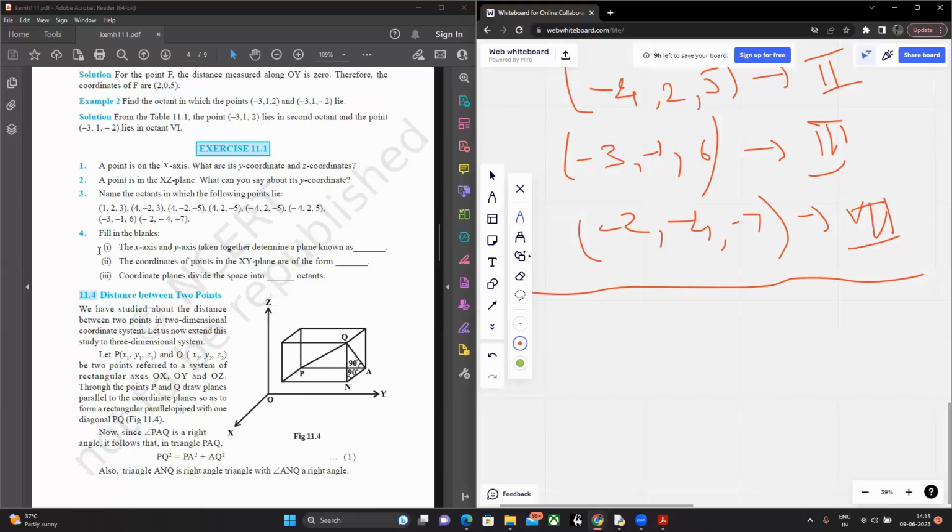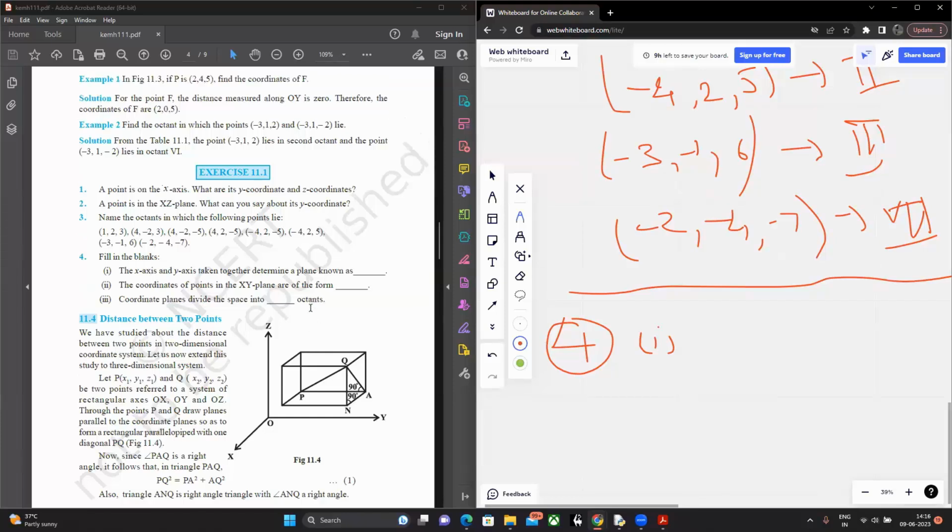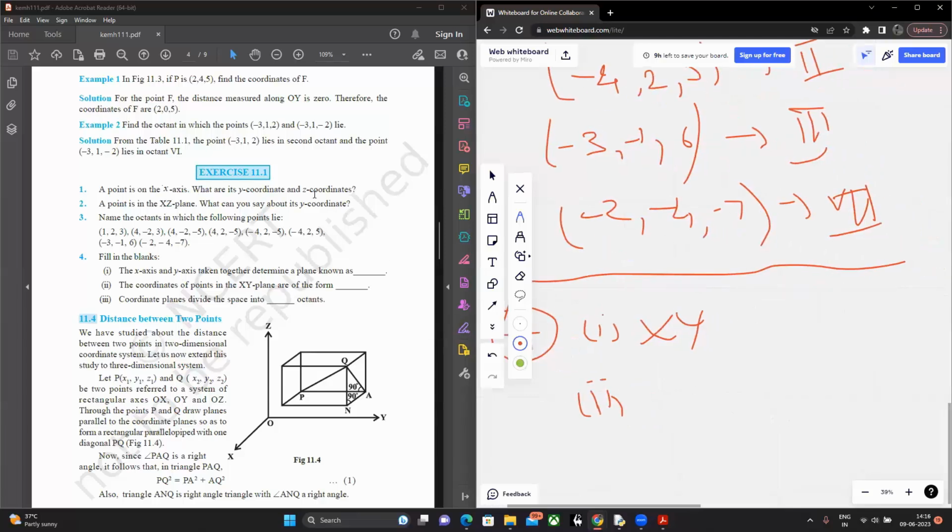Lastly, you have to fill in the blanks. The x and the y axis taken together determine a plane known as the xy plane, because the plane is given its name by the two axes that make it. Then the coordinates of points in the xy plane are of the form, as I've already told you earlier when we dealt with the second question, x, y, 0.